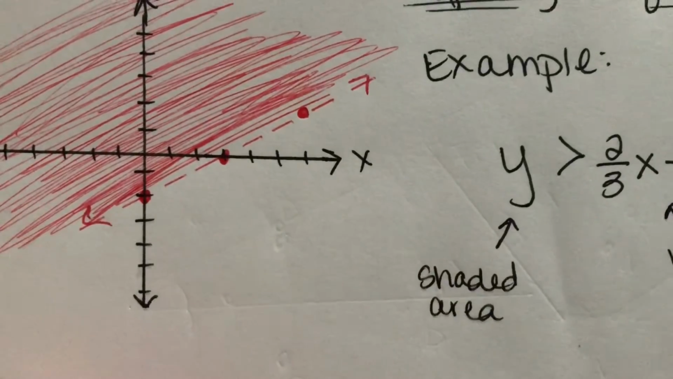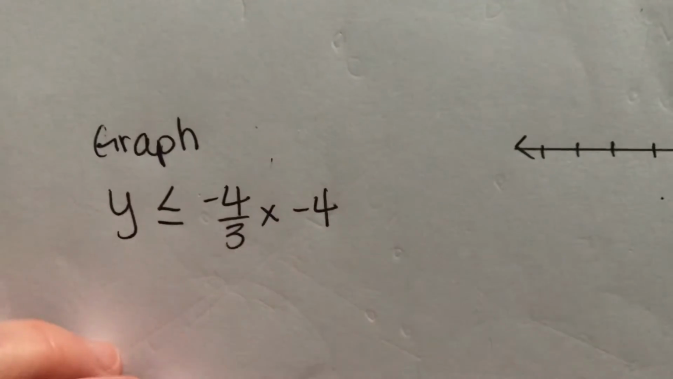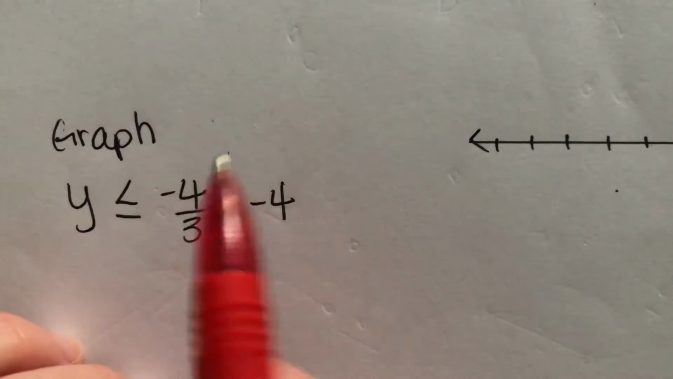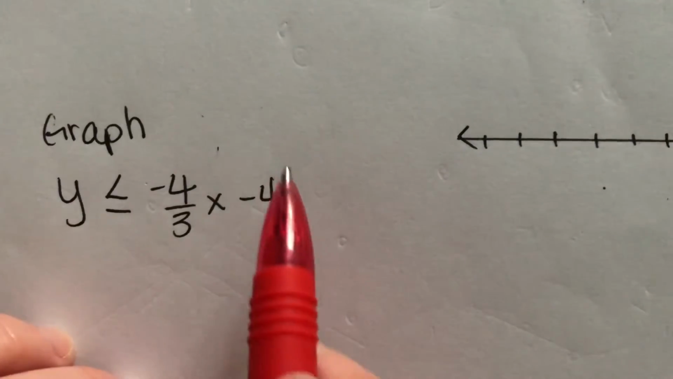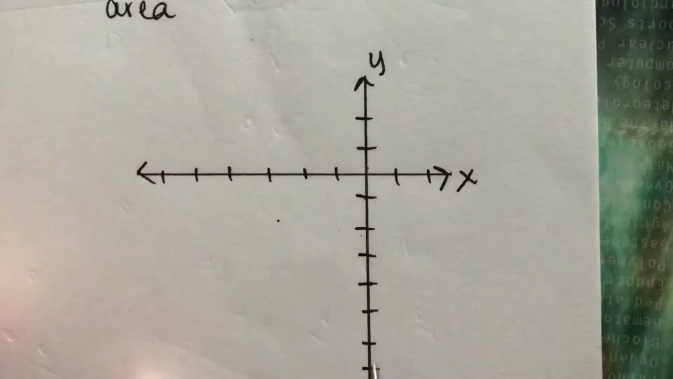Okay, let's do another example to get used to this shading. So here I have y is less than or equal to -4/3 x minus 4. So I'm going to sketch my line just like I would an equation. Start off with -4. I'm doing it in blue. -4 on the y-axis. Here's my y-axis.